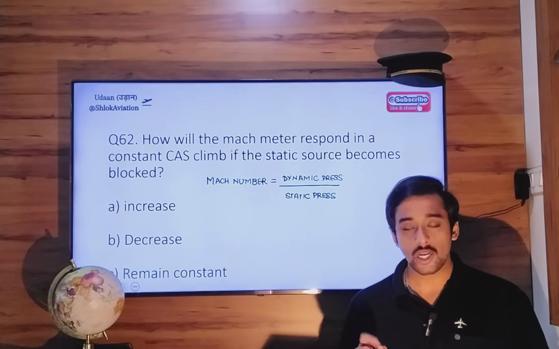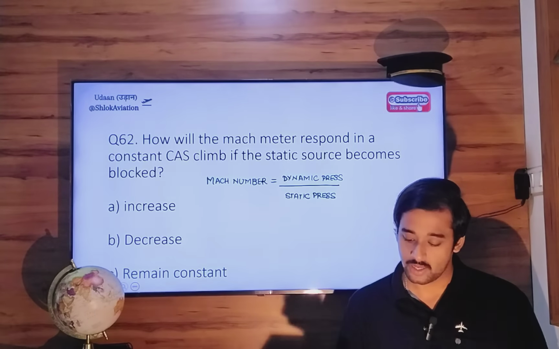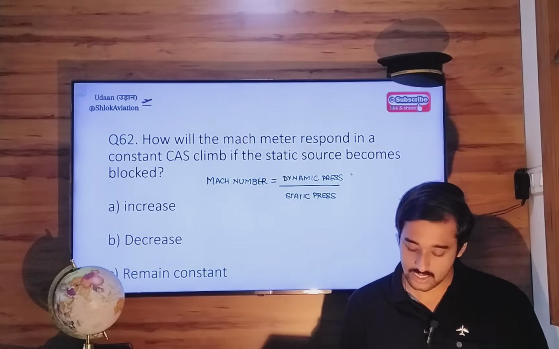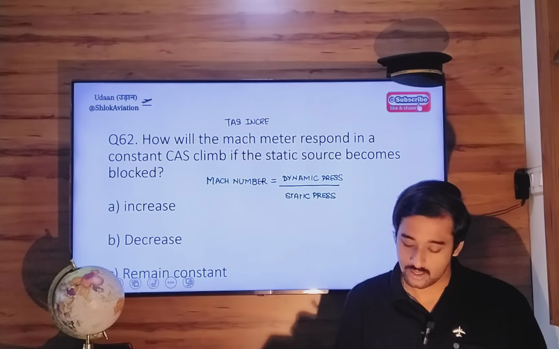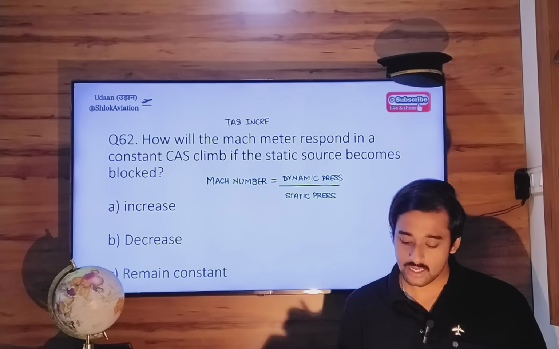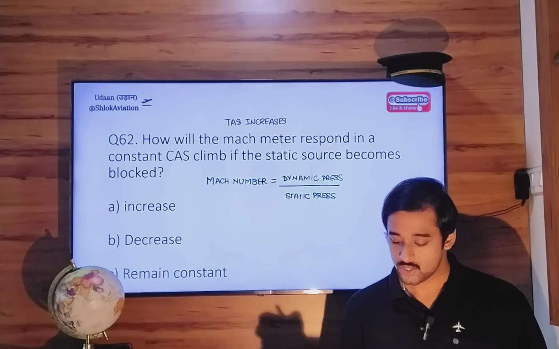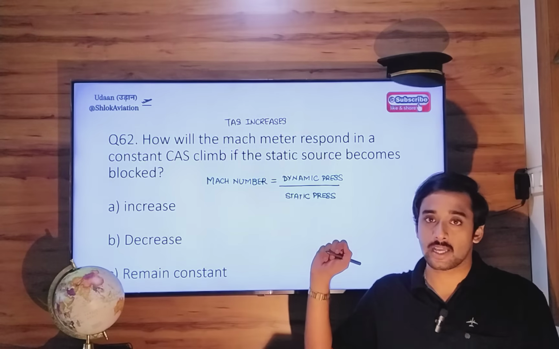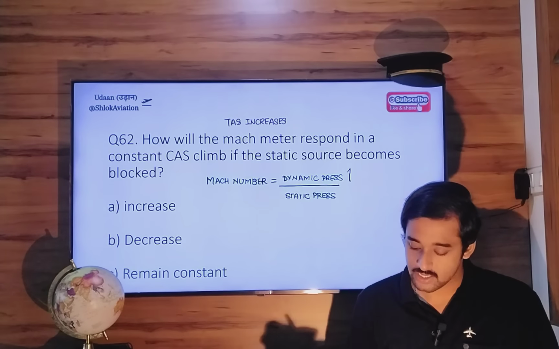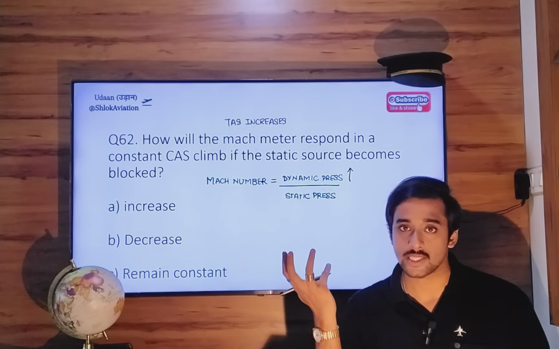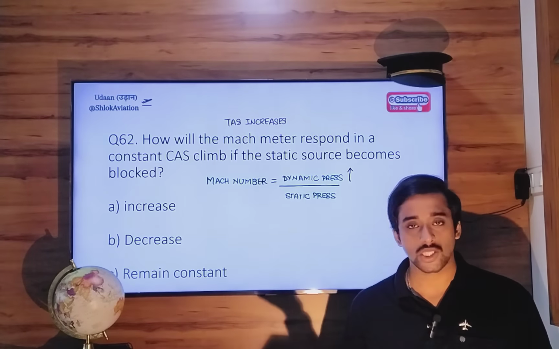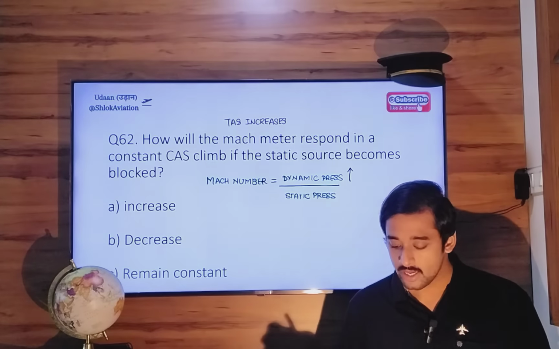So like I said, if you want a constant CAS climb, calibrated airspeed climb, you will have to increase your TAS. TAS increase is nothing but dynamic pressure, impact pressure increase, correct? TAS increases means dynamic pressure increases. So over here, look, dynamic pressure divided by static pressure. So dynamic pressure will increase. Static pressure is nothing but the surrounding atmospheric pressure, that too you cannot increase or decrease. That is natural. So that will remain constant, or as you climb to higher altitudes, it will go on decreasing.